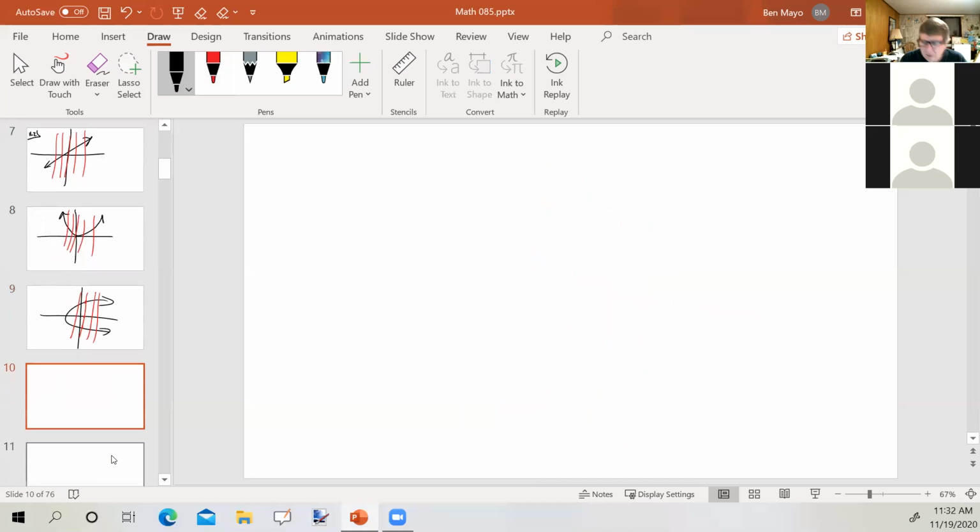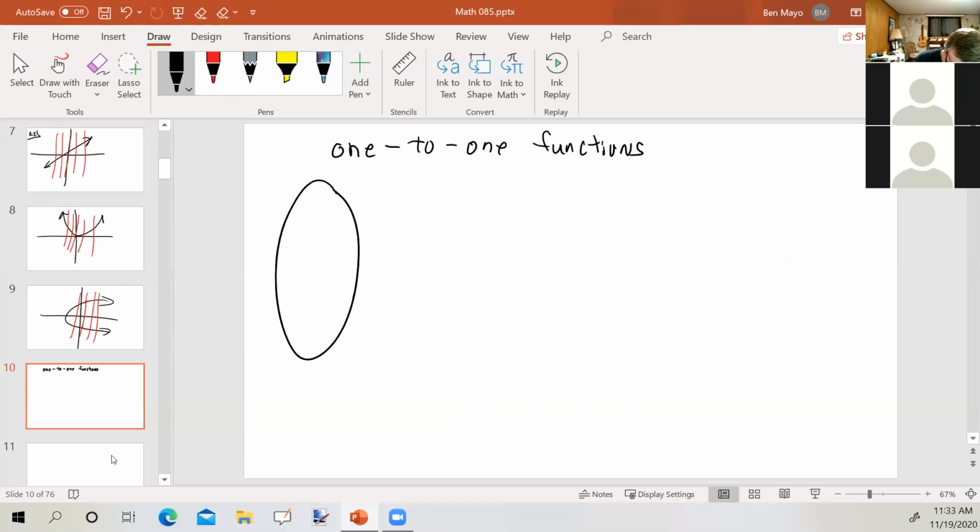Now, today we're going to look at one-to-one functions. A one-to-one function, not only is it a function where each input goes to exactly one output, but also each output comes from exactly one input. So you can't have several inputs going to the same output. That's a function, but it's not a one-to-one function. So let's look at some examples here.